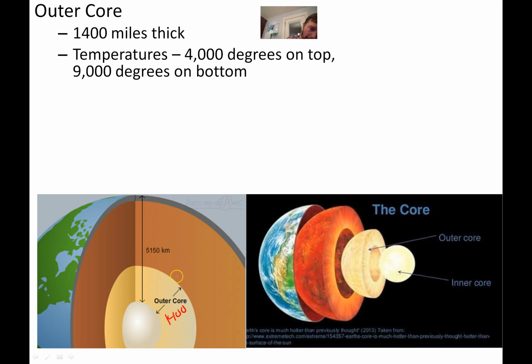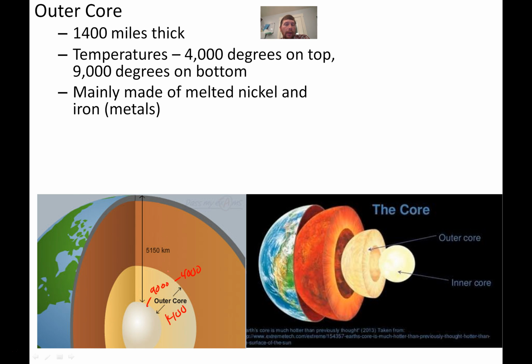Temperatures at the top of the outer core, where it's touching the mantle, we're looking at 4,000 degrees. At the bottom of the outer core, where it's touching the inner core, your temperature is going to be 9,000 degrees. And so we got a difference of almost 5,000 degrees between the top and the bottom of the outer core. Now, the main thing we got going on here in the outer core is because it is so hot, it's mainly made out of melted metals, specifically nickel and iron, okay?